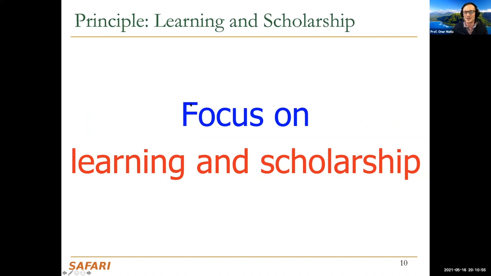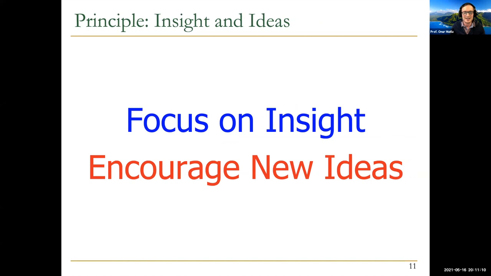We focus a lot on learning and scholarship in my group. I think it's really important. I feel like there needs to be more emphasis on science going into the future. It feels sometimes like we are losing that emphasis, even in the scientific community. And we focus a lot on insight, and I like encouraging new ideas. So if anyone comes up with new ideas after this talk, I'm happy to hear them or discuss them.